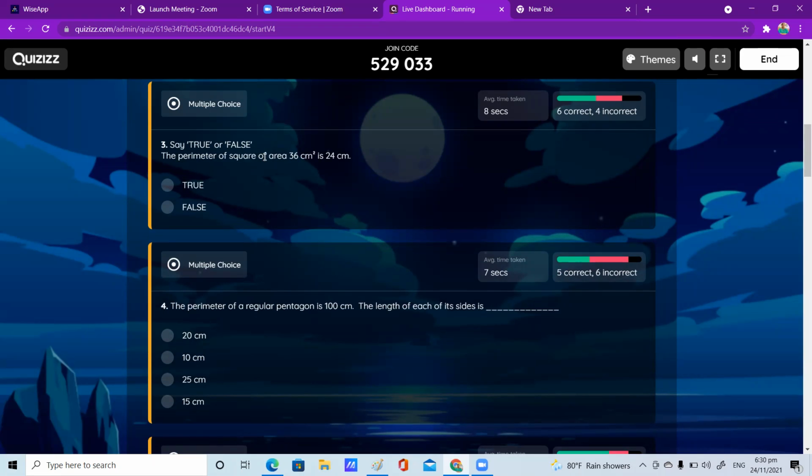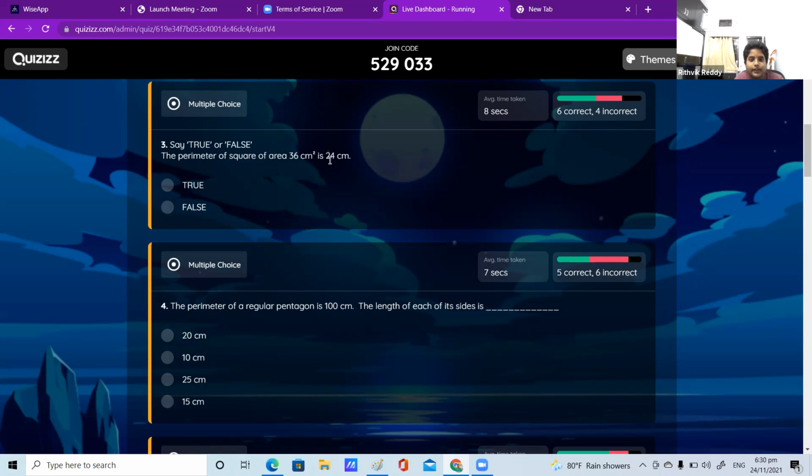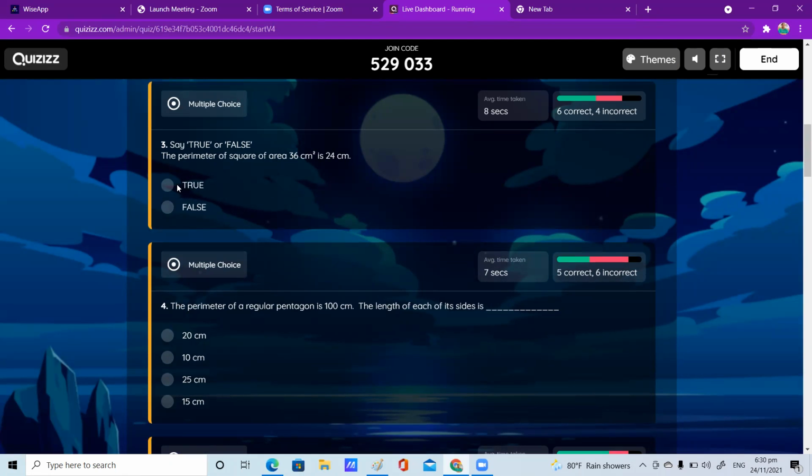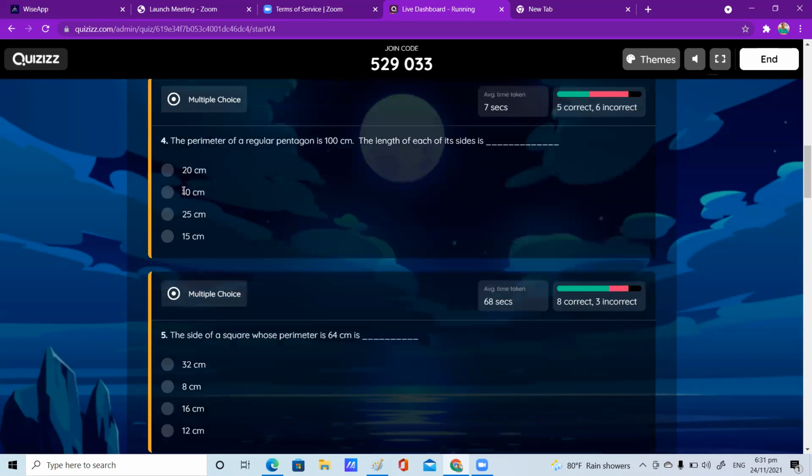See, children, the perimeter of a square of area 36 means a square equal to 36, the value of a side is 6, children. 6 plus 6 plus 6 plus 6, 6 fours are how much? 24. 24 is true only, children. Because area is 36, you can take the side as 6 centimeters. All 4 sides, 4 into 6, 24 centimeters. It's true, children. Think about the questions.